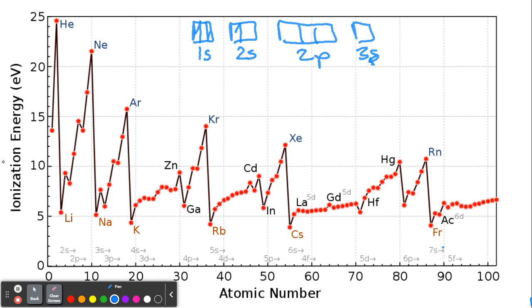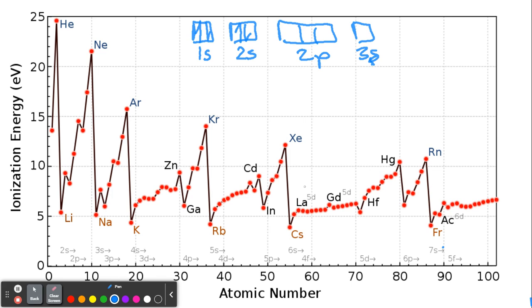Then, if I have beryllium, it has two electrons in 1s and two electrons in 2s. Now, it's got a full orbital. It takes more energy to remove beryllium's electron than it did for lithium. This is just a little bit more stable. So that's why this has a slightly higher ionization energy.